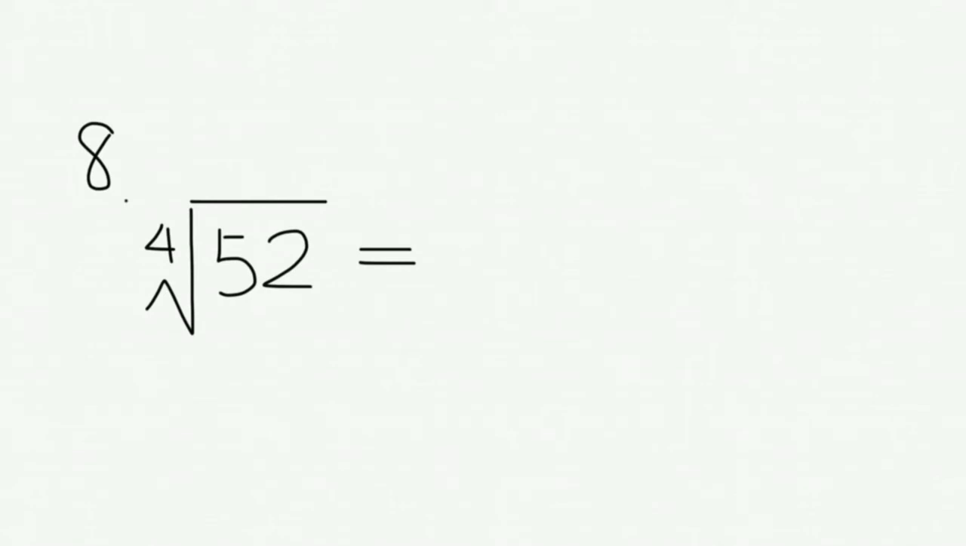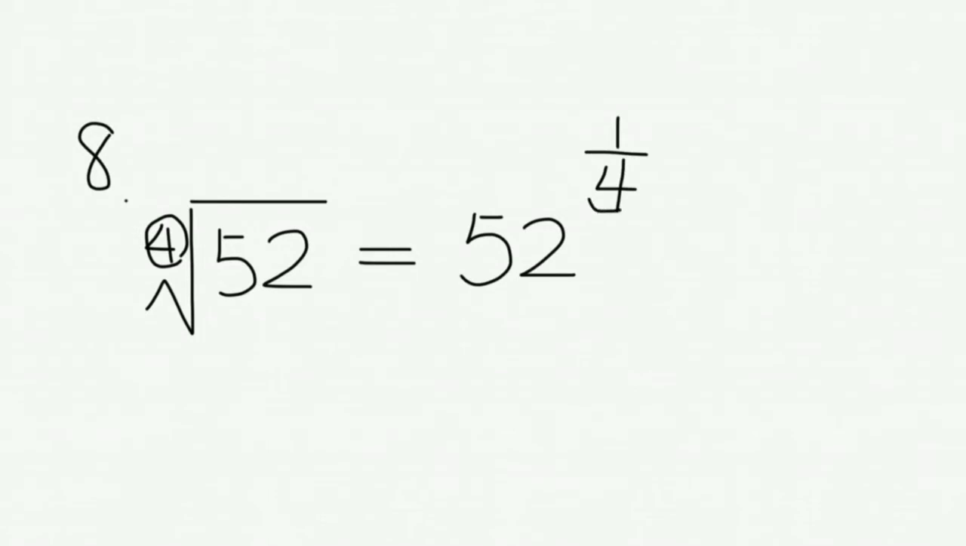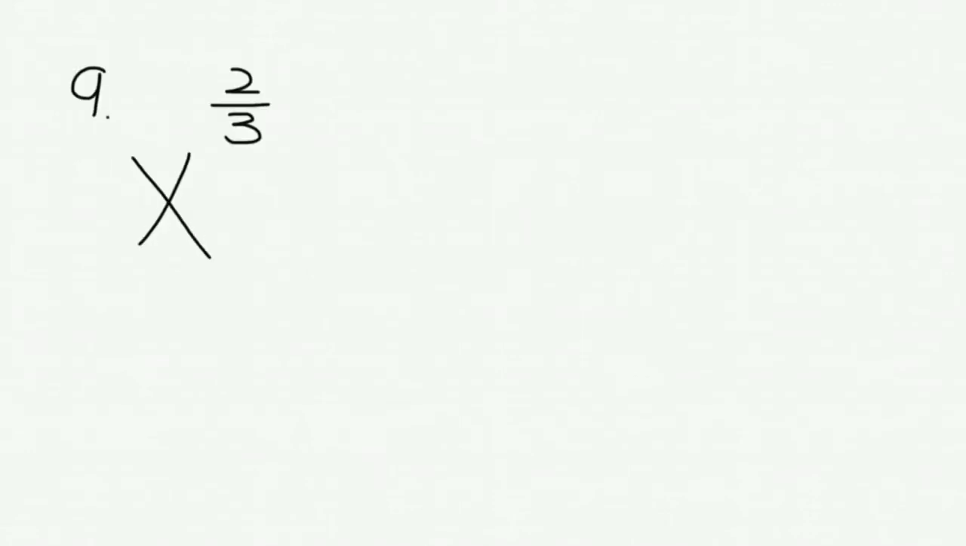Number 8, the fourth root of 52. How do I rewrite it? Again, the index is the denominator of my exponent. So 52 raised to the 1/4 power. Again, the index becomes the denominator of our rational exponent.